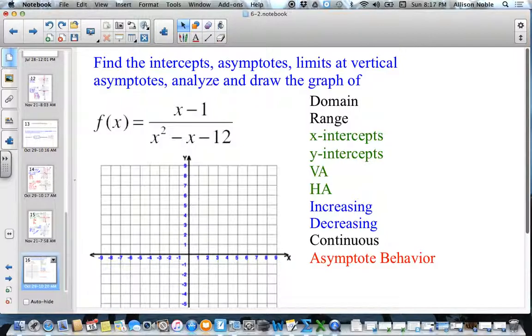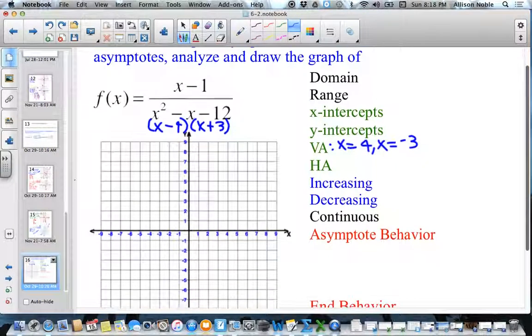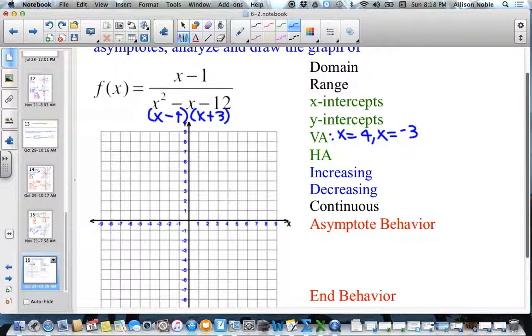So we want to find the intercepts, asymptotes, limits at all of our vertical asymptotes, analyze and draw the graph of this. So first I'm going to do what I've done on the rest of them. So I'm going to factor this, which ends up being x minus 4, x plus 3. So my vertical asymptotes are x equals 4 and x equals negative 3. I think it's easier to draw in my vertical asymptotes before I decide what the domain is. So I'll draw those in. So x is equal to 4 is an asymptote, and x is equal to negative 3.